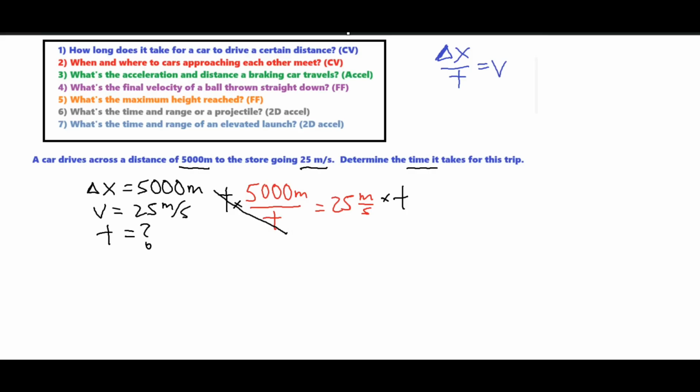And then from there, now that we have 25 times t equals 5,000, we do the opposite operation to isolate our t, and divide both sides by 25. So 5,000 meters divided by 25 meters per second gives us our final solution, and the time comes out to 200 seconds.